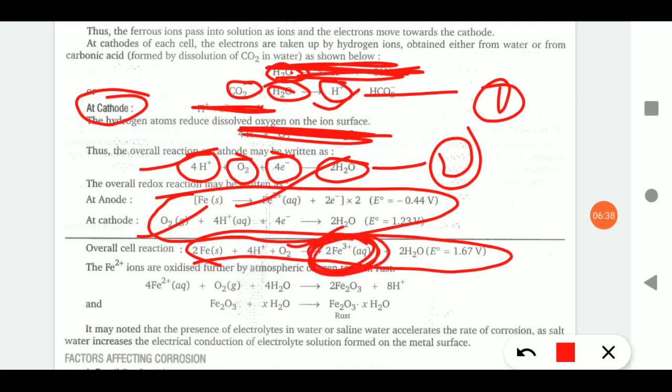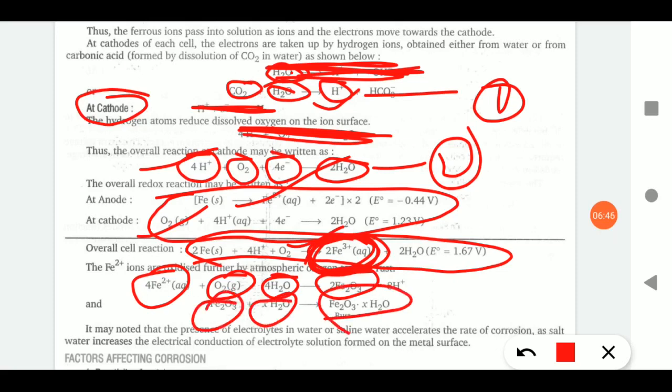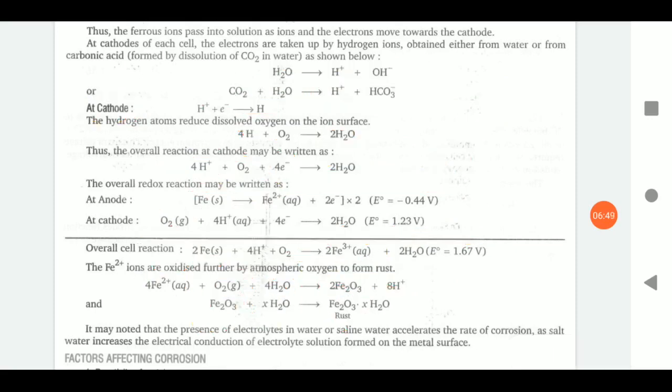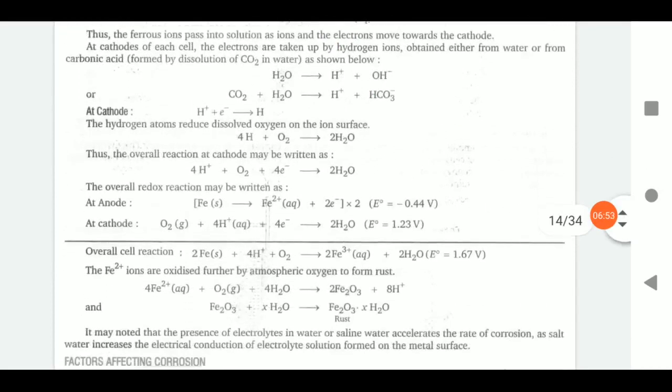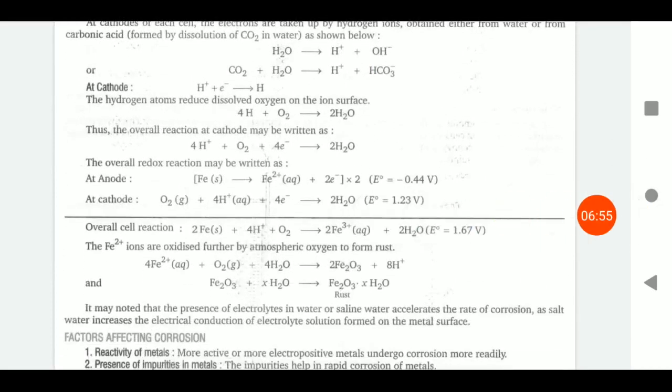So these ferric ions again will react with the oxygen and water will form ferric oxide, and this ferric oxide will react with the water to form rust. It is clear or not? First just keep this in mind, first ferrous is forming and after further oxidation in the presence of oxygen it is forming ferric. It is forming ferric, Fe3 positive.